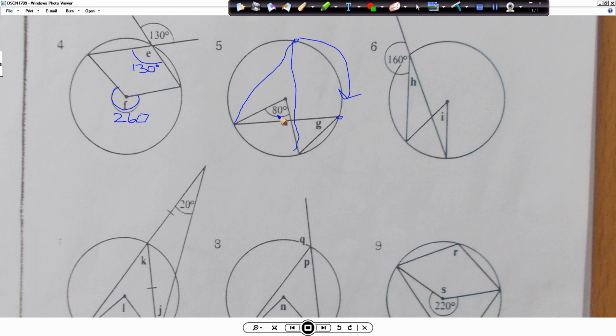So that's the angle at the center, and that's the angle at the circumference. So G will be equal to 40, because the one at the center is always double the one at the circumference. Yes? Okay. 160. So what's H going to be equal to? 20. This is the angle at the circumference. What will be the angle in the middle? It will be double of it. 40. Okay.